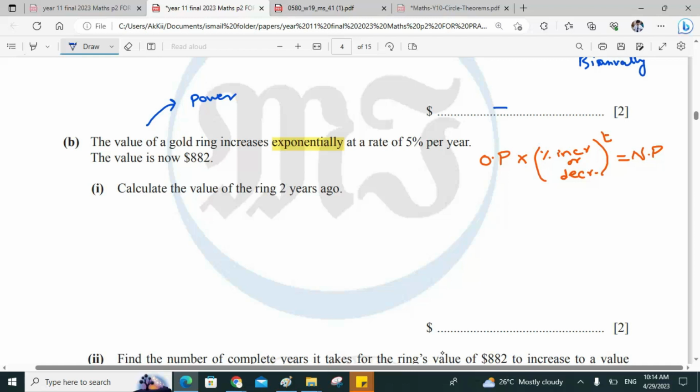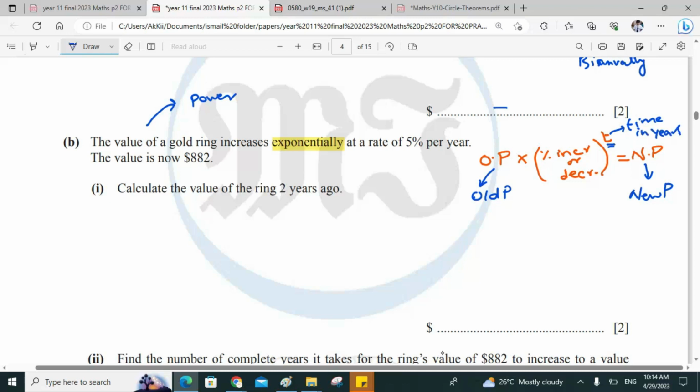So this is the formula which you need to use, that is the original price multiplied by the percentage increase or decrease, whatever it is given to you, and the time must be in the power. Okay, and that is going to give you the new price. This is the new price, this is the old price, and this is the time in years.